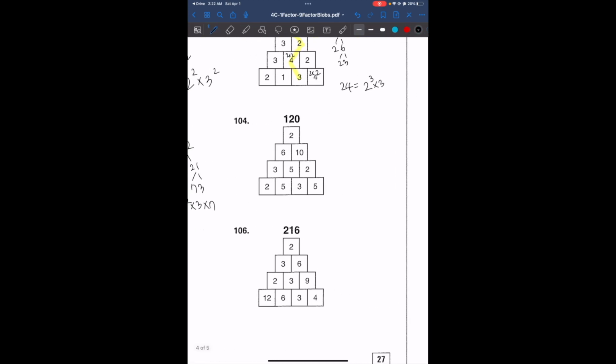For problem 104, we have target number 120. Since it ends with a 0, we know it involves a 10, and it's divisible by 10. So we're going to break it down into 10 times 12. 10 can be further broken down into 2 times 5, and 12 into 2 times 6. And 6 can be broken down into 2 times 3. And so 120 can be expressed as 2 to the power of 3 times 3 times 5. So our path must go through 2 3 times, 3 once, and 5 once. And we know that numbers like 6 can be expressed as 2 times 3, and 10 is 2 times 5.